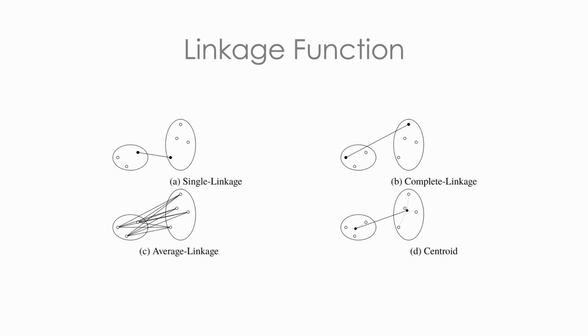An opposite linkage method is the complete linkage function. This approach takes a more pessimistic view by using the longest distance between any two objects from the two clusters. You find the two objects, again one from each cluster, that are furthest apart, and that distance becomes the distance between the two clusters.